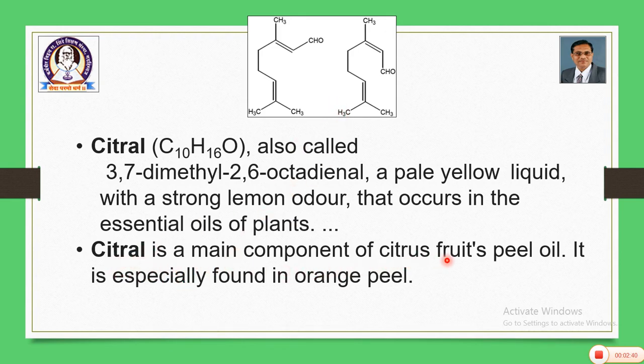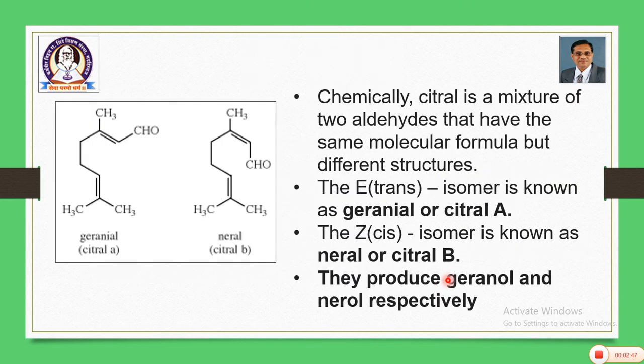Citral is a main component of citrus fruits peel oil. It is especially found in orange peel, the natural source. Chemically, citral is a mixture of two aldehydes. So, repeatedly I insist to convert this information into MCQ type questions. Citral is a mixture of two aldehydes that have the same molecular formula but different structures.